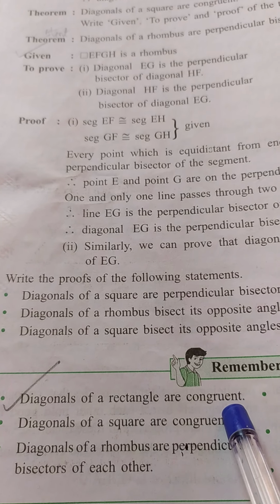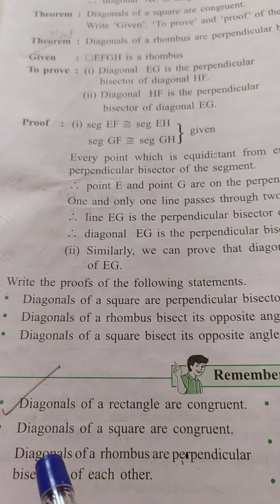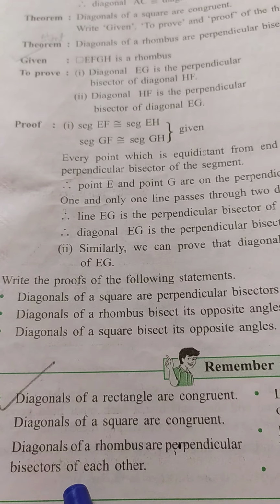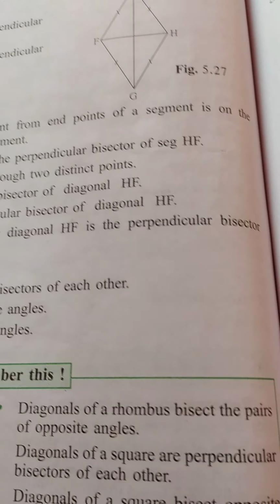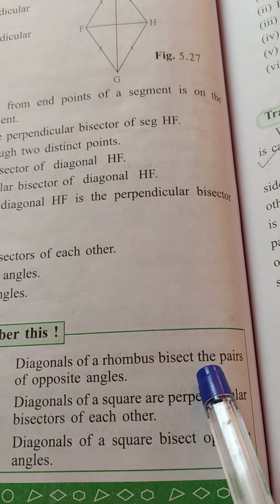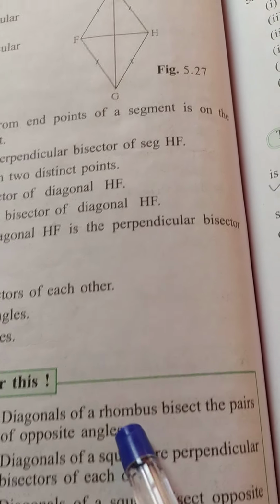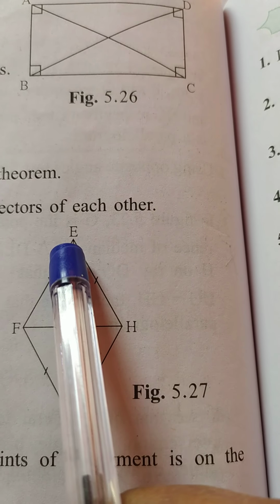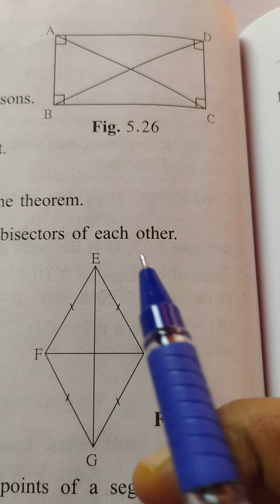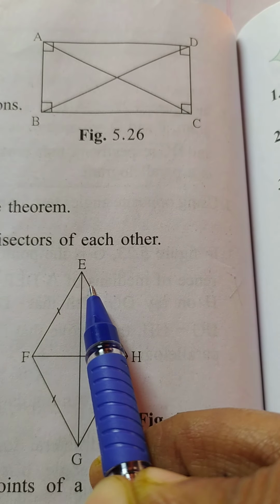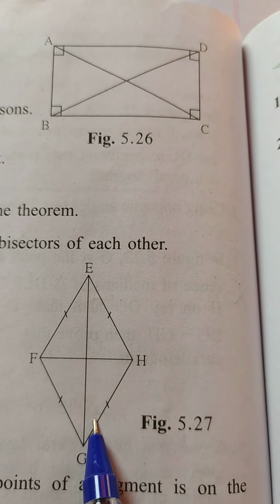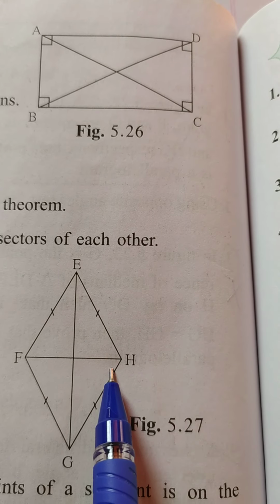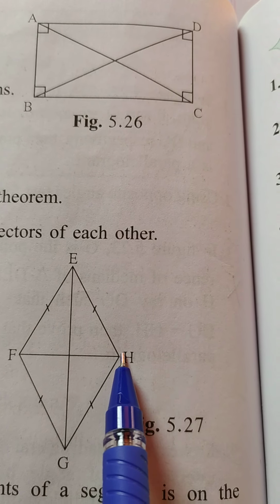Diagonals of a rectangle are congruent, what we learnt in the first theorem. Diagonals of a square are congruent. Diagonals of a rhombus are perpendicular bisectors of each other, we just proved. Diagonals of a rhombus bisect the pairs of opposite angles. What it means is, suppose you have a rhombus like this, you have drawn the diagonal. These two angles will be congruent. Which two angles? These two angles are congruent. These two angles are congruent. This is your diagonal. These two angles and these two angles are congruent because this becomes the angle bisector.